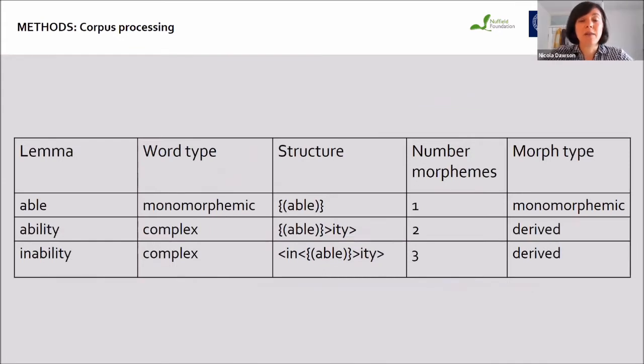So just to give you a couple of examples of what this analysis looked like, we would classify each word as either monomorphemic or complex, and then you've got this segmentation structure. So we have for the word ability, the base word able, and then the derivational suffix ity. And then for inability, we additionally have that prefix as well. We then have a simple count of the number of morphemes in each word. And then we classed each word according to the morphological process, so whether it was derived or compound.